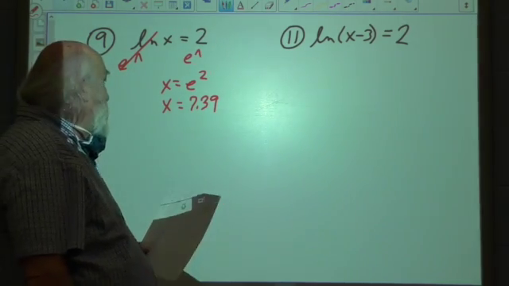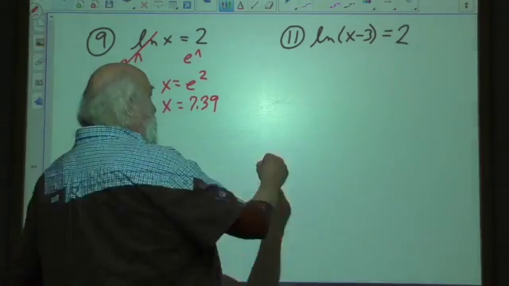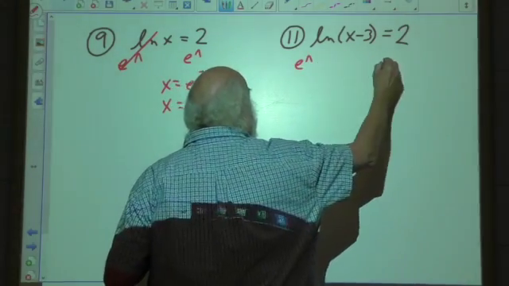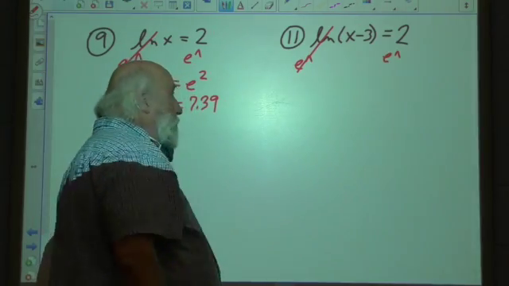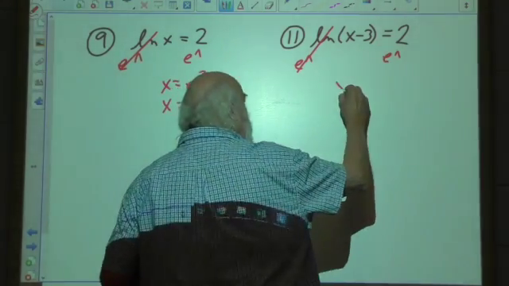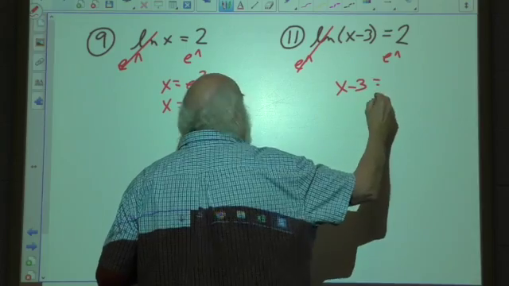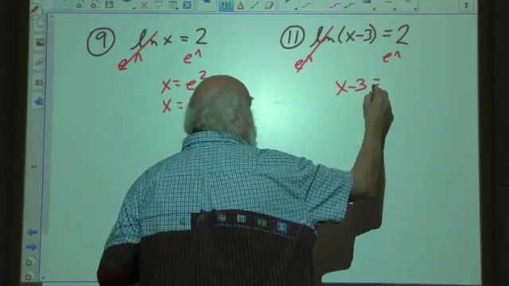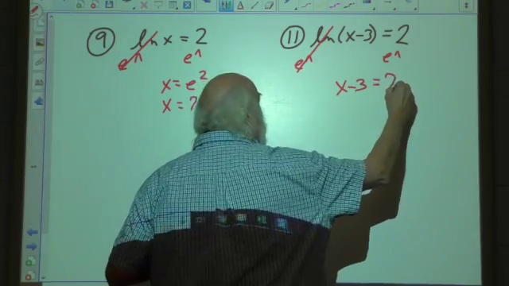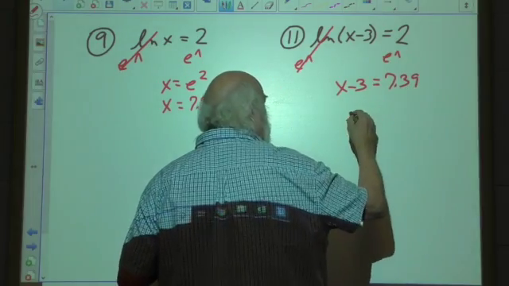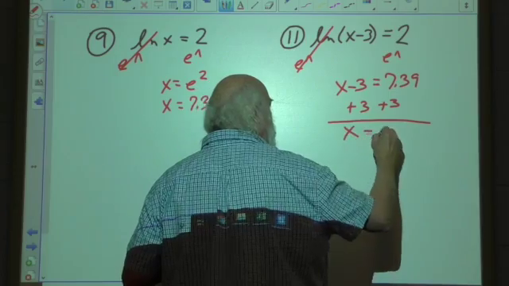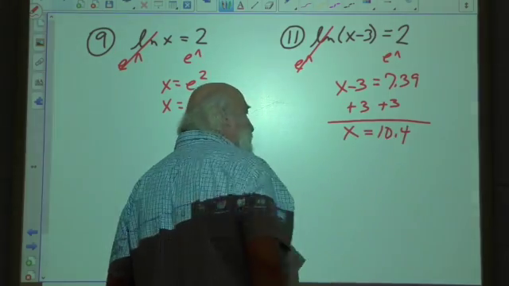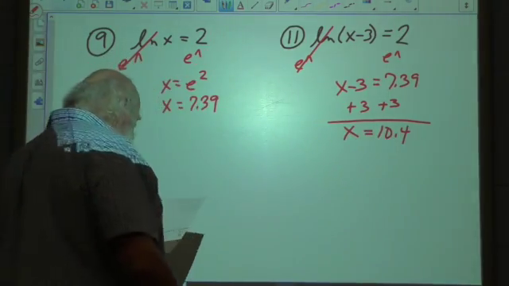Problem number 11, same thing we did over here. Take e caret to both sides. That cancels out. That gives us x minus 3 equals, we already did that over here, e to the second power is 7.39. Add 3, and x equals 10.4. Three significant figures.